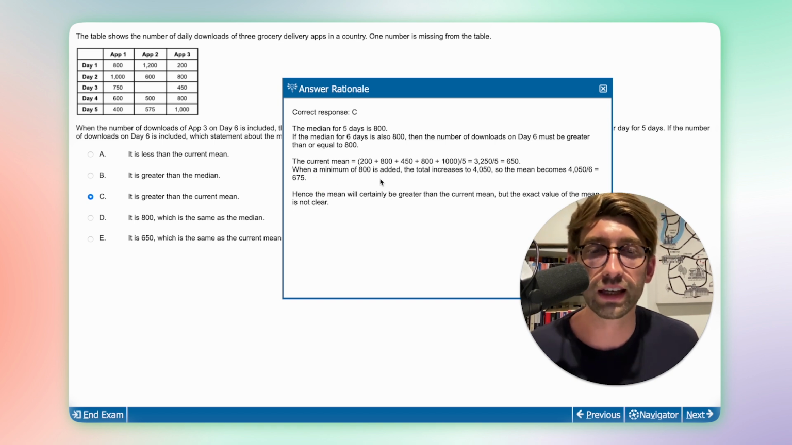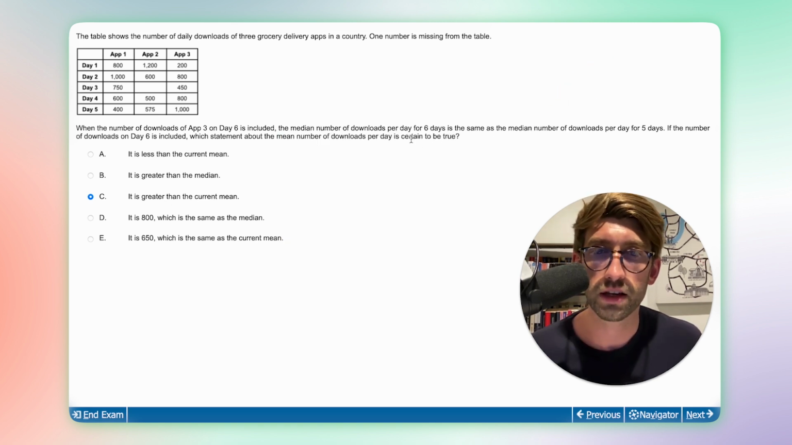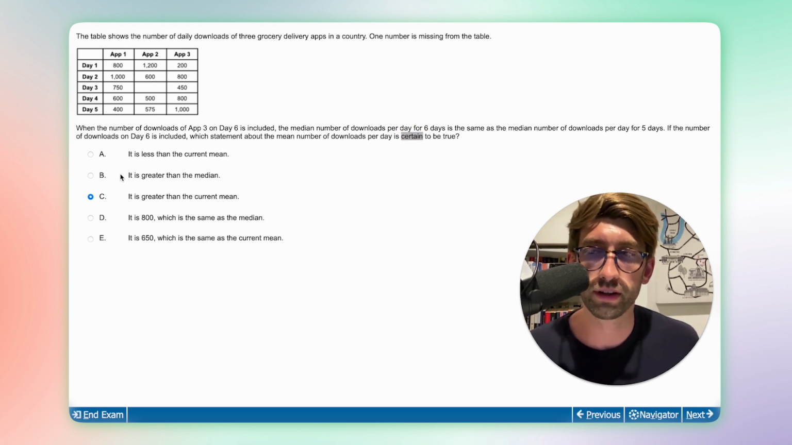Yeah, so it's calculating the two mean, basically, and it's saying that the 800 has to be bigger. But remember the word certainly or certainty, or whatever it says, certain is the key point here.